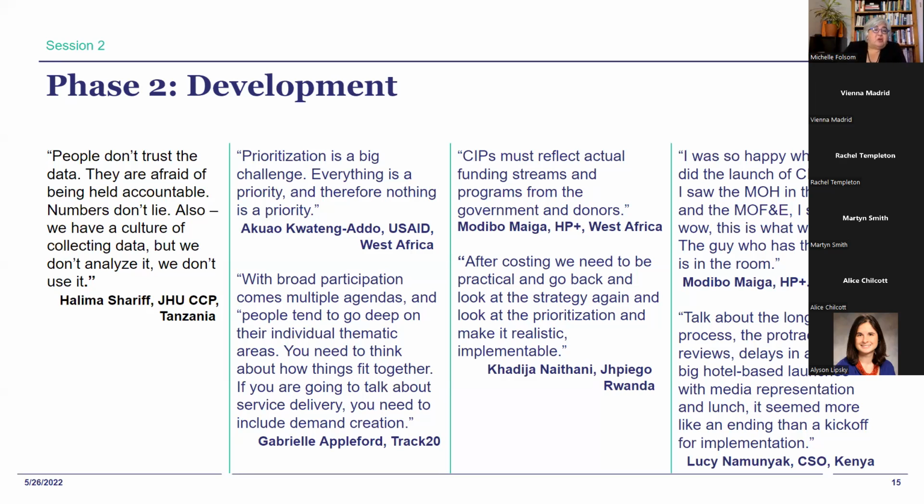In Tanzania, we heard that people don't trust the data. They're afraid of being held accountable, so they don't put numbers forward. But she says, numbers don't lie. Also, she said, we have a culture of collecting data, but we don't analyze it. We don't use it. And that's something I think that the CIP needs to keep working on, making sure that what's done in the situation analysis phase is actually used.